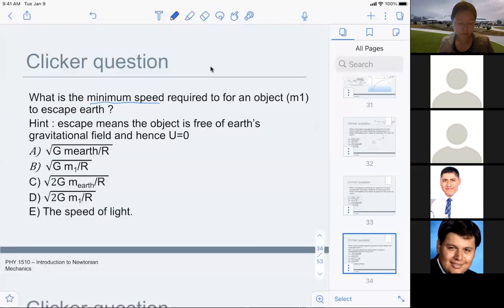Okay, so this one we'll do together. There's a hint. What do we mean by escape? Simply that you're free of Earth's gravitational field. If you're free, it means that you are not under the influence, and your potential energy will be zero. You're infinitely far away, and U is zero. So we want the minimum speed required for you to be free. This is the speed at Earth's surface. Imagine that to be free, you would be launched at a very high speed, and eventually, at a very far distance away, you are free.